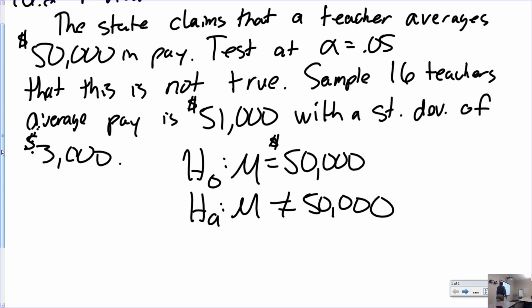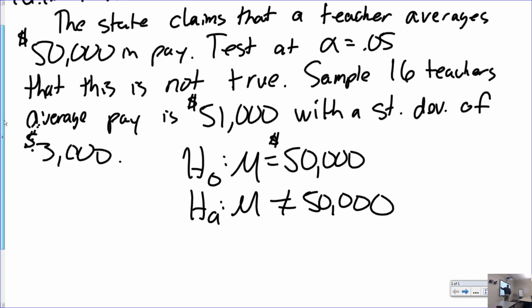Now please remember, when you're dealing with equals and not equals, that your test is a two-tailed test. When it is less than or greater than, that's when you're dealing with a one-tailed test. So keep track of those two sorts of things. So we've got the Ho and the Ha set up.